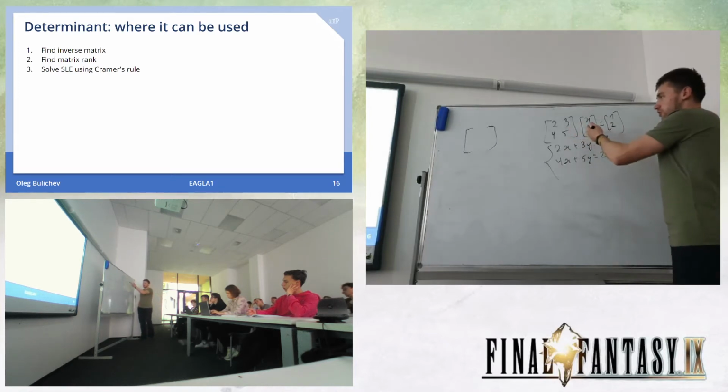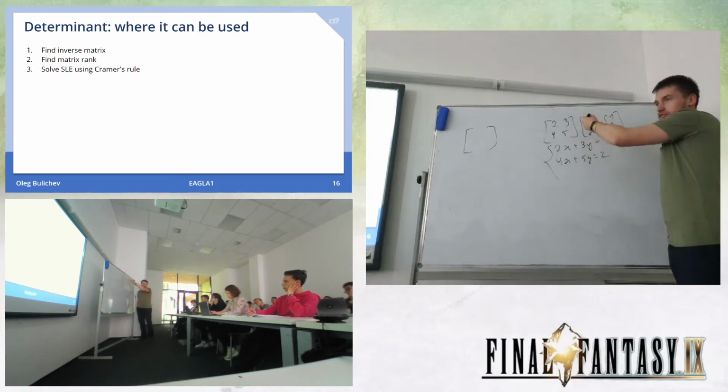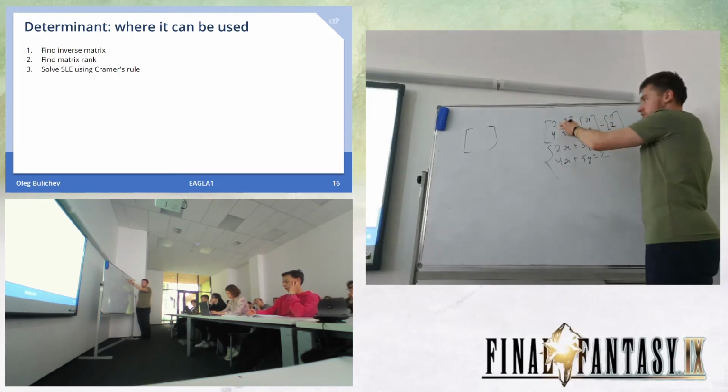So what are we doing there? Actually, we have some matrix or some vector, and we have some transformation.